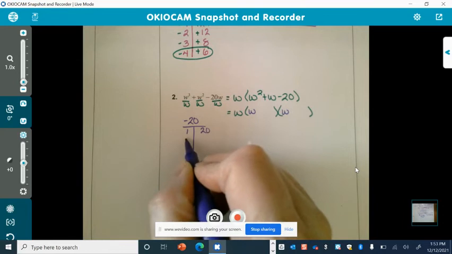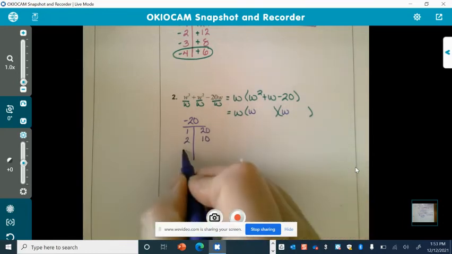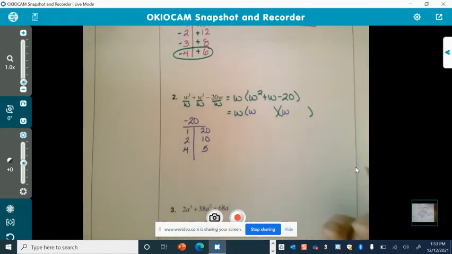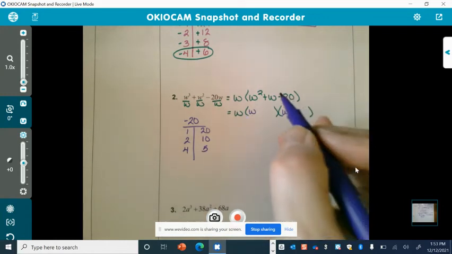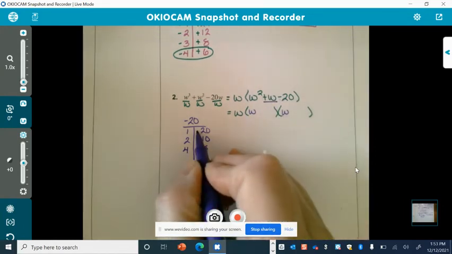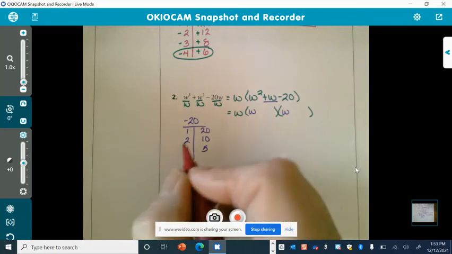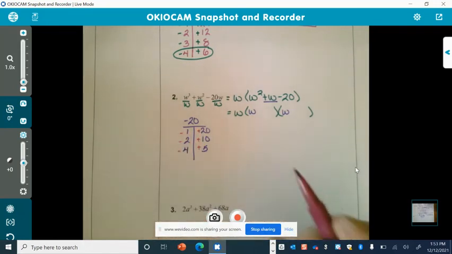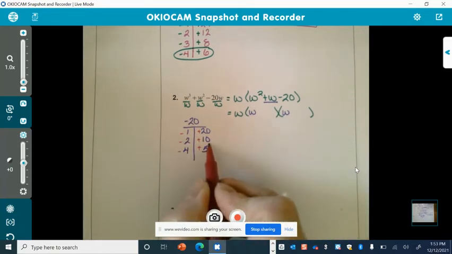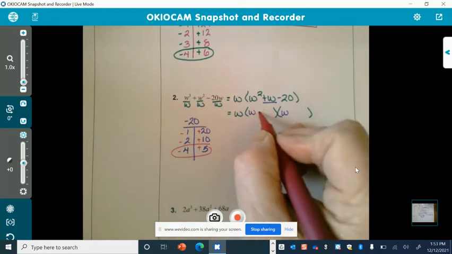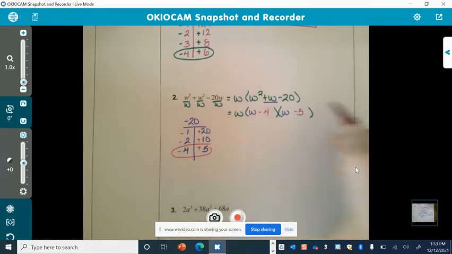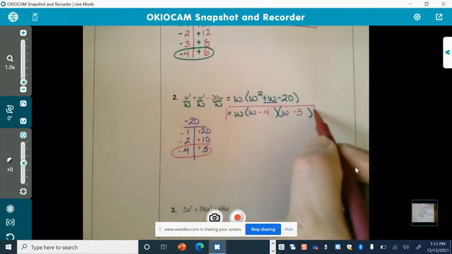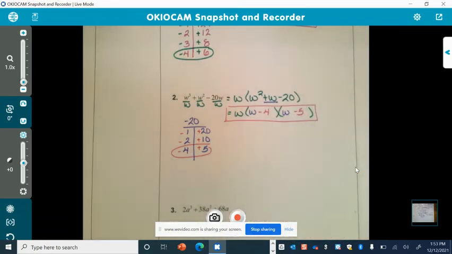1 times 20, 2 times 10, 3 doesn't work, 4 times 5. Look at your middle. Your middle is positive. So the larger factor is going to be positive. Smaller one will be negative because a positive times a negative will give me a negative. To get 1, I want -4 and -5. It's not going to go any farther because all of those W's are to the first power.